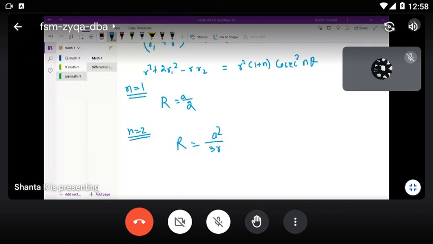Done? Others? Any doubt with this? Only the calculation, okay? A little bit of calculation you have to do here, otherwise nothing. Formula directly you substitute it, okay?